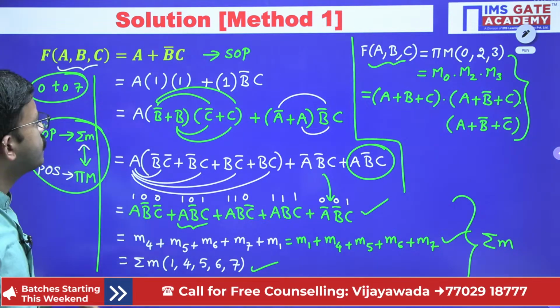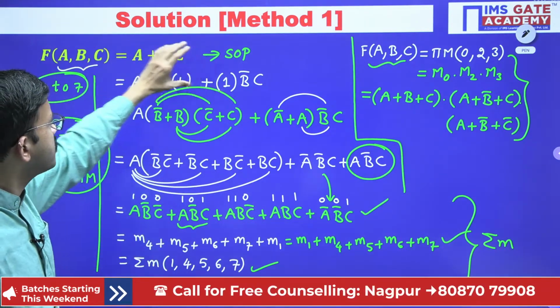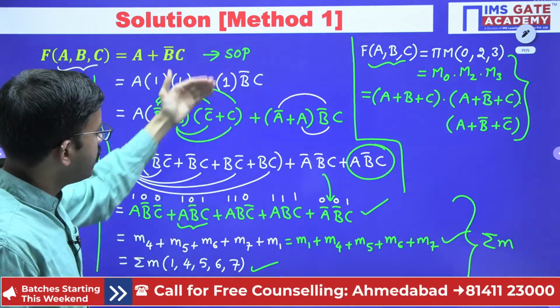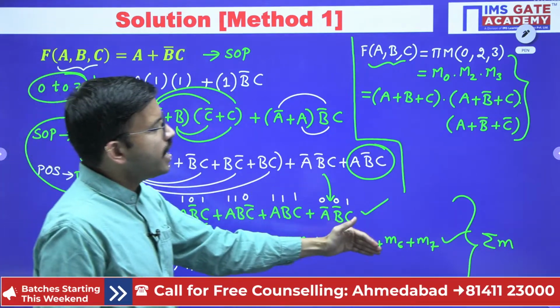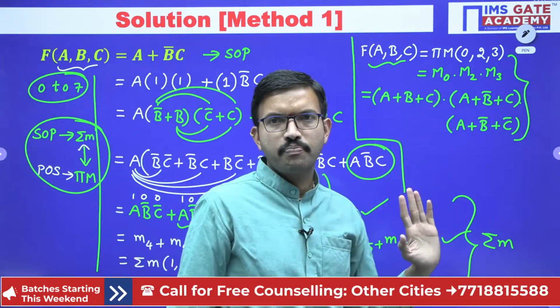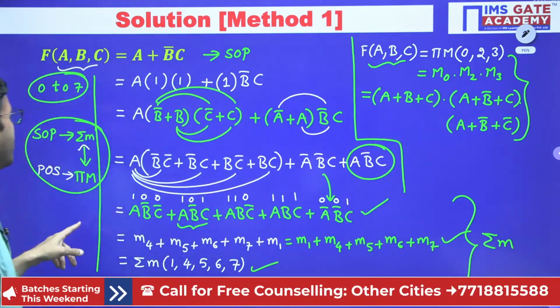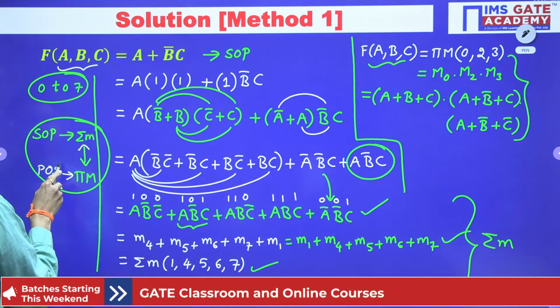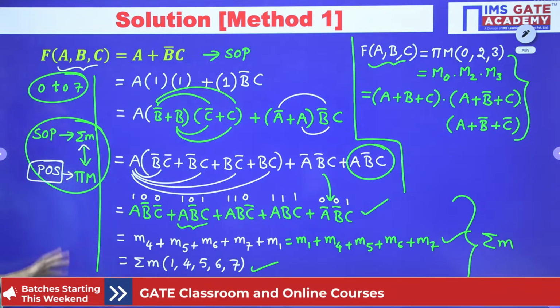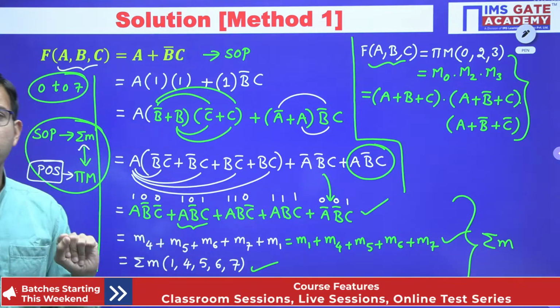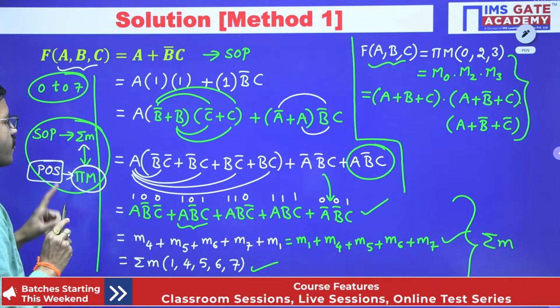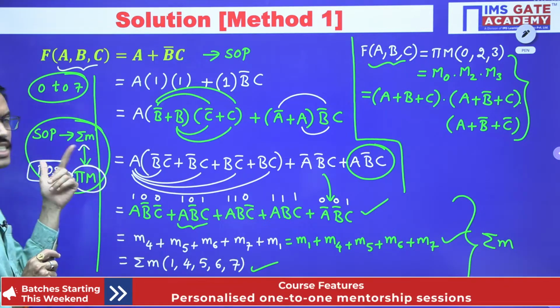In the first method, what we have done, we have considered the SOP expression. The given expression is in SOP. From there we got initially sigma m. With the help of sigma m, we have converted into pi capital M. Now, suppose you want to get pi capital M first, try to convert the given function to POS. If you are able to get POS form, then from POS you can get pi capital M first. After that, with the help of pi capital M, you can get sigma m, like that.